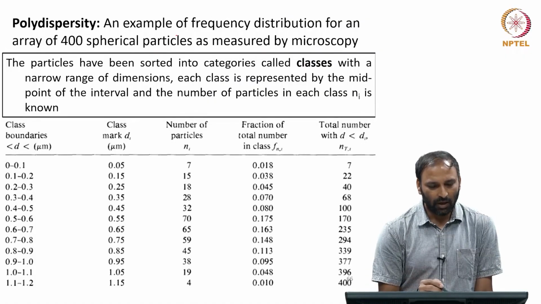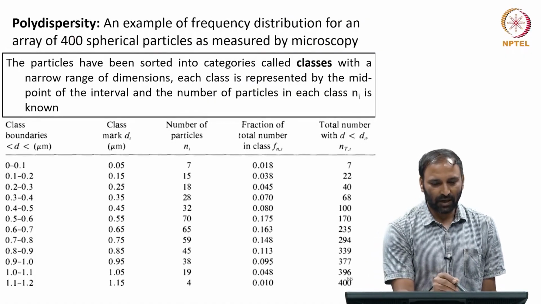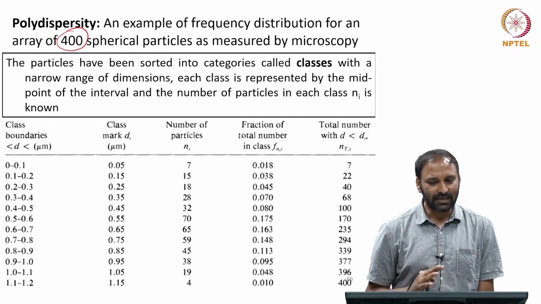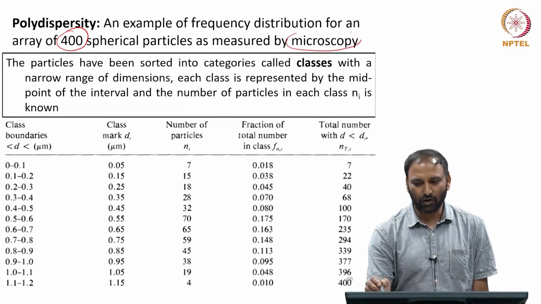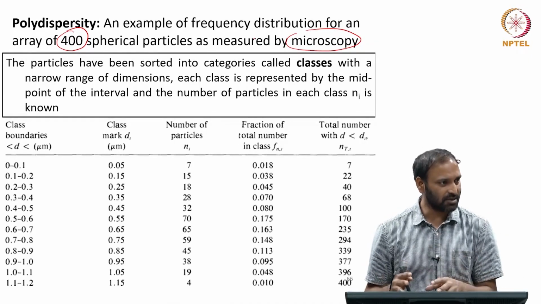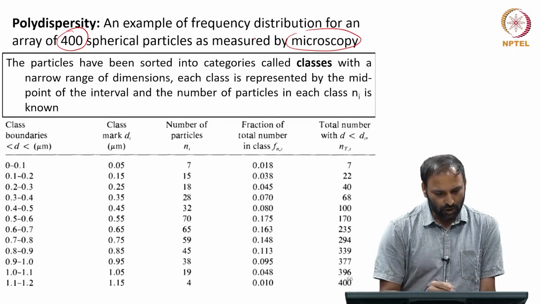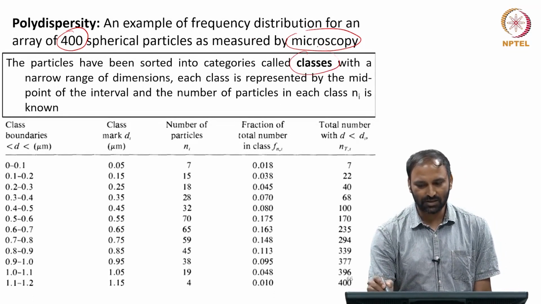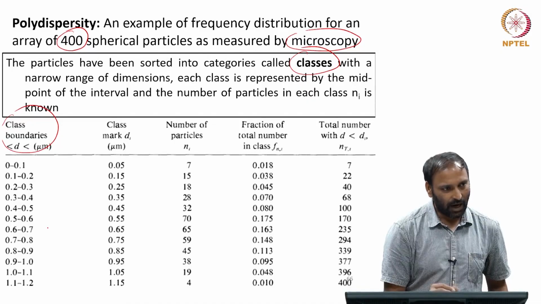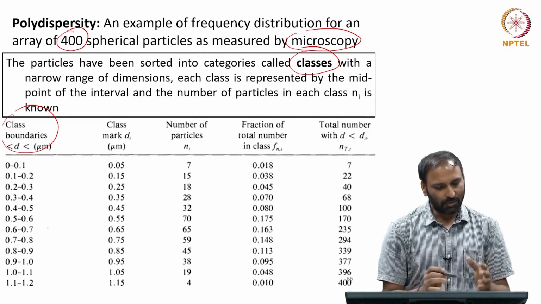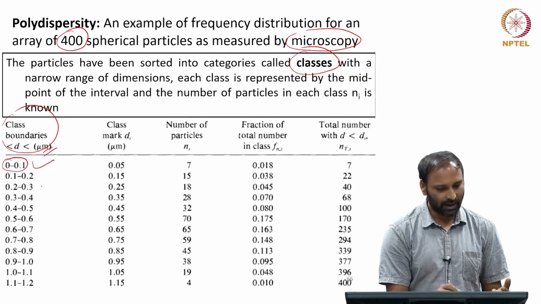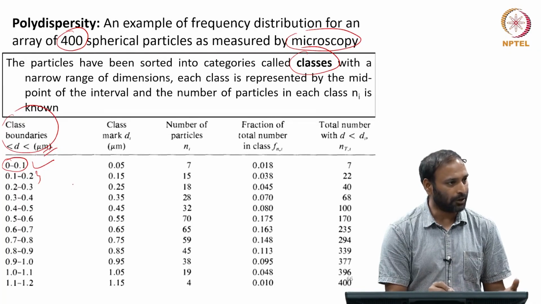However, when you have polydispersed particles, what you typically do is something like this. What you are seeing is an example where they have considered 400 spherical particles, and their size has been measured, could be by microscopy. So you have pictures with particles of different sizes, and then you categorize these particles into classes. This is what is called a class boundary. I am going to put them into classes of size ranging from, in this case, 0 to 0.1 micrometer, and the second class is 0.1 to 0.2, like that.